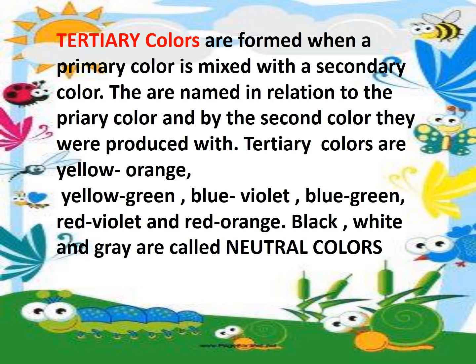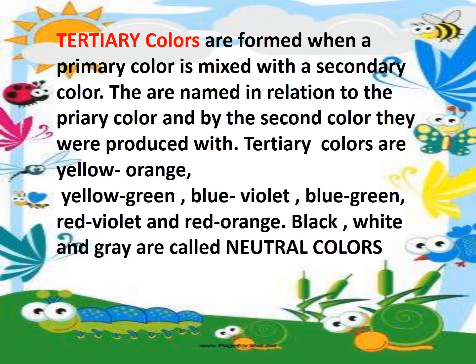When a primary color is mixed with a secondary color, they are named in relation to the primary color and by the second color they were produced with. Tertiary colors are yellow-orange, yellow-green, blue-violet, blue-green, red-violet, and red-orange. Black, white, and gray are called neutral colors.